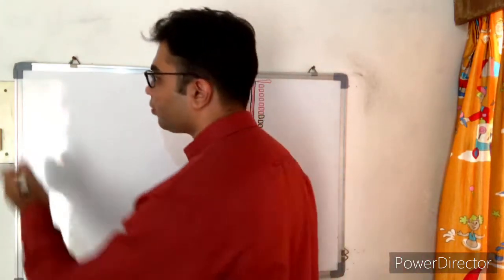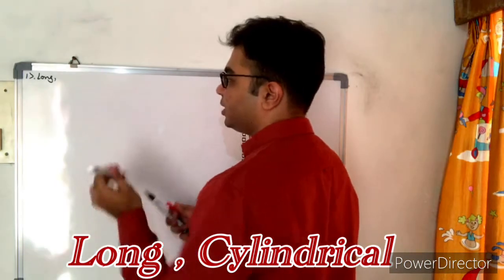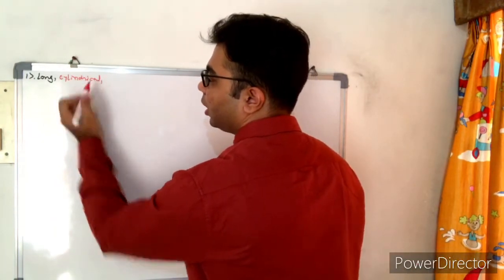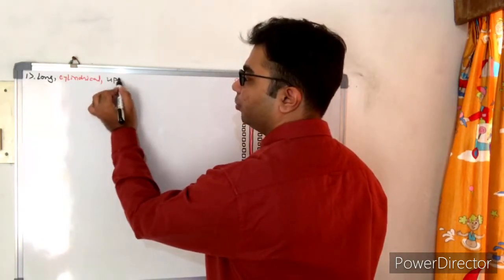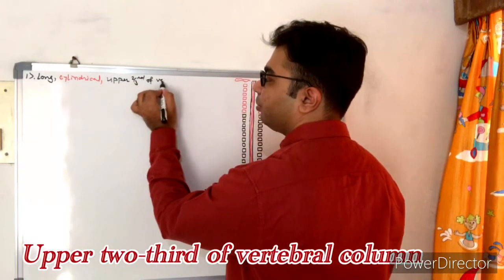So let me write all of these small points which will help you to understand the topic in later stages. The first thing is, the spinal cord is long as well as cylindrical in shape. It covers the upper two-third portion of the vertebral column.